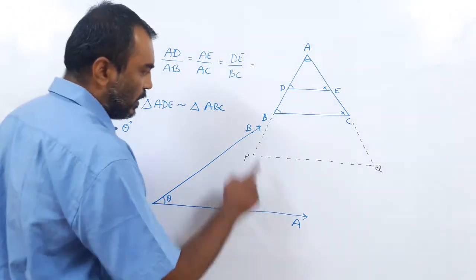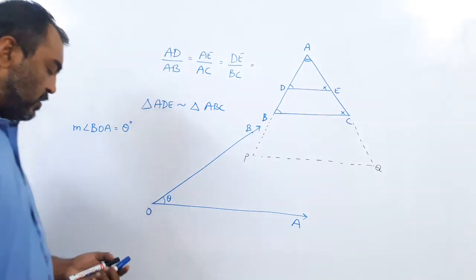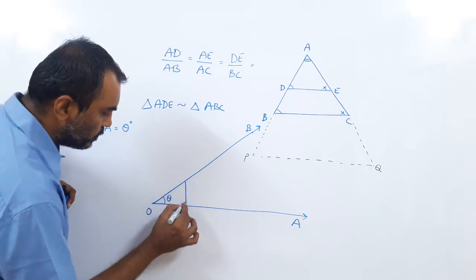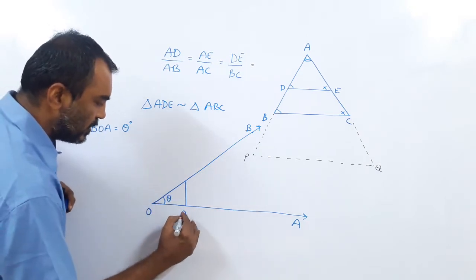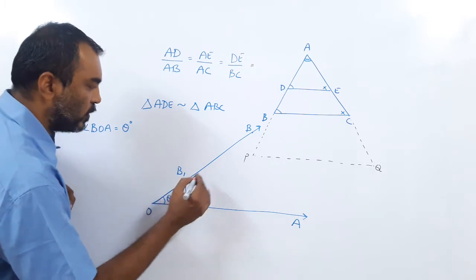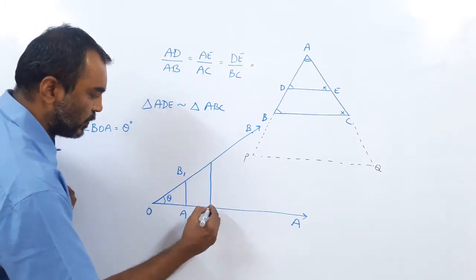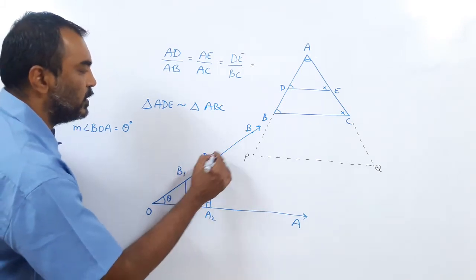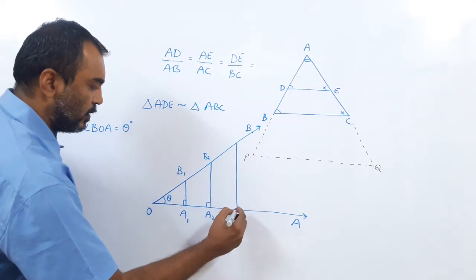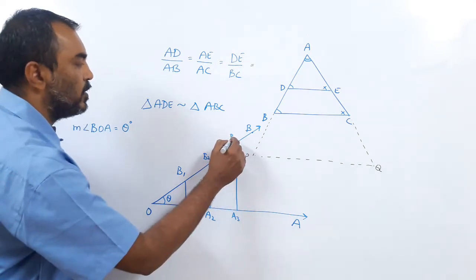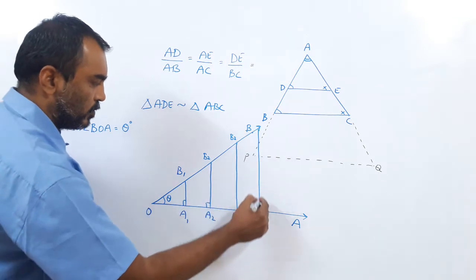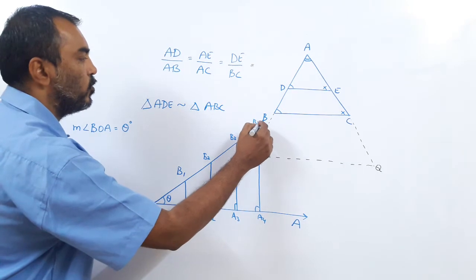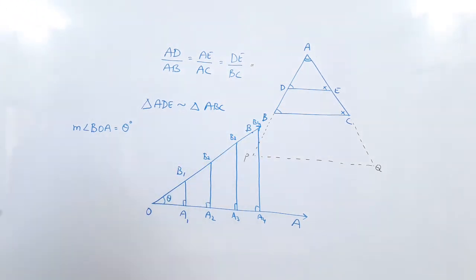I drew an angle BOA with a fixed angle theta. Now I draw perpendicular. Let me call this A1, let me call this point B1. I draw another point exactly perpendicular, 90 degree I am drawing. Let me call this A2, let me call this B2. And I draw a line A3, B3 and so on. Another line perpendicular A4 and B4. So what are you observing here?